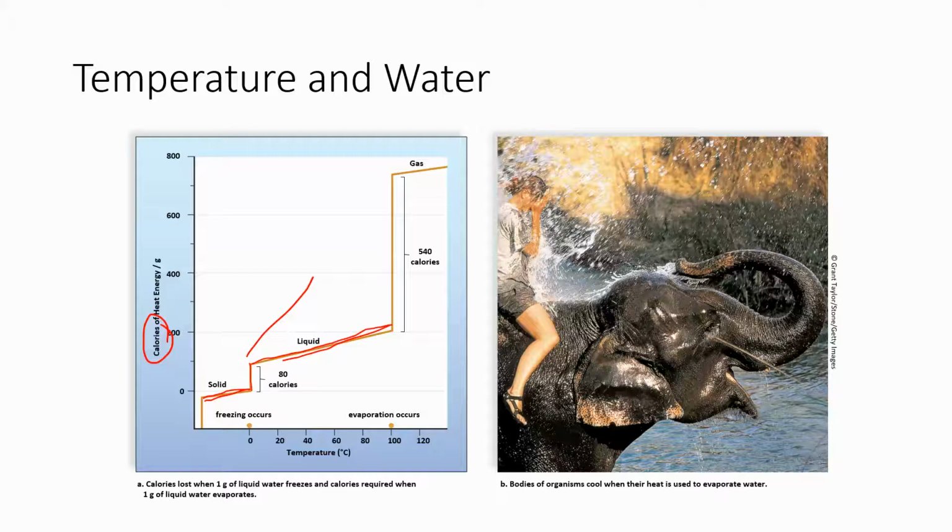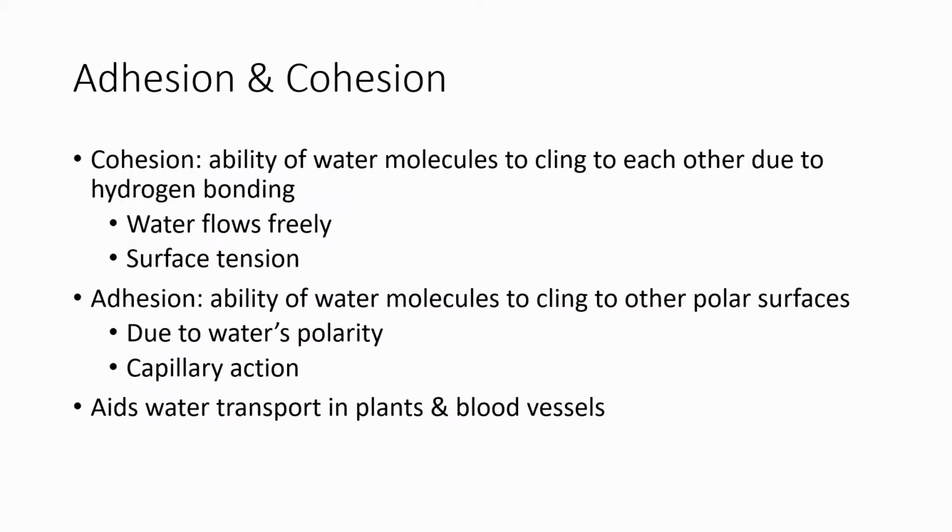In this graph, you can see it takes about 540 calories worth of heat. Two other properties of water are that it can adhere and cohere. These two properties are adhesion and cohesion. Cohesion, if you think about it, co means together. And so that kind of helps me remember the fact that it's two water molecules bonding together or sticking together. So cohesion is the ability of water molecules to be attracted to each other. And that's all due to that hydrogen bonding.